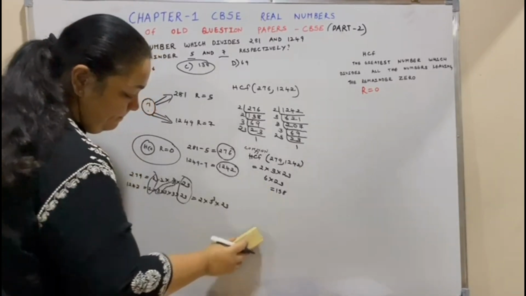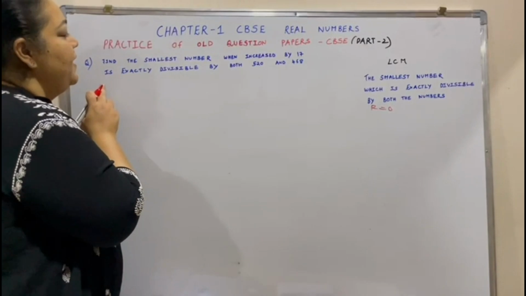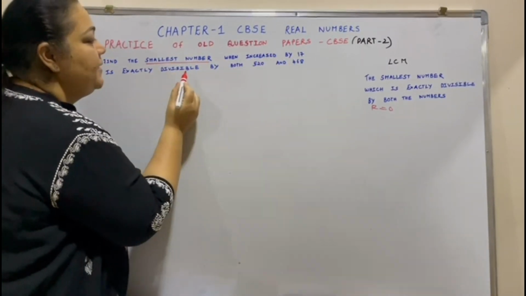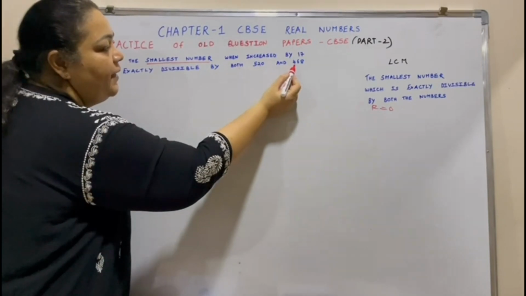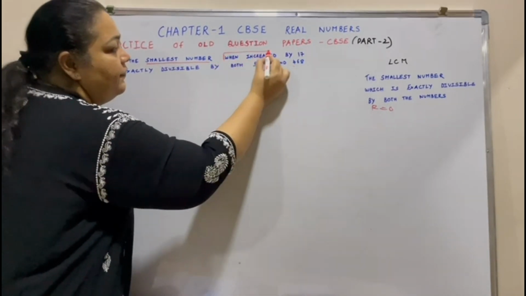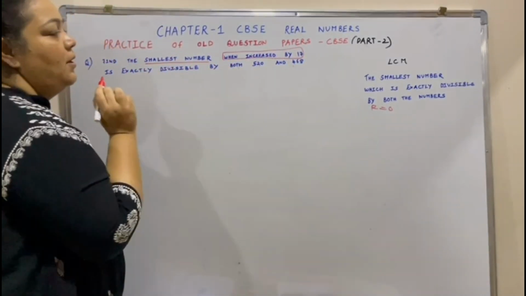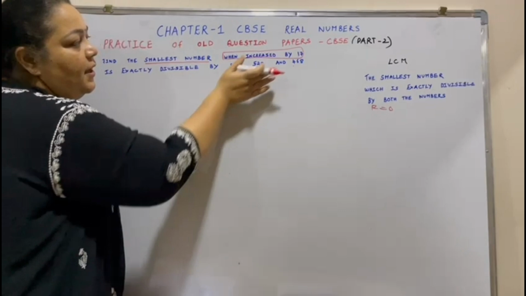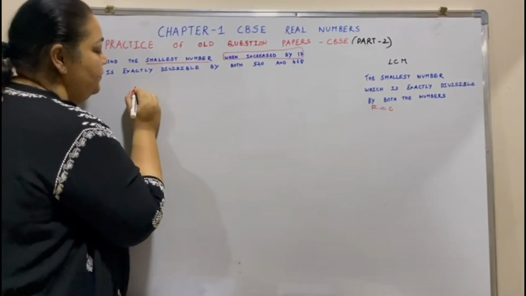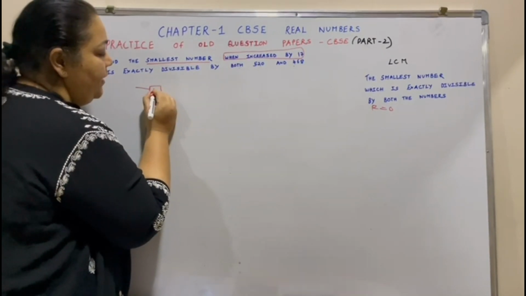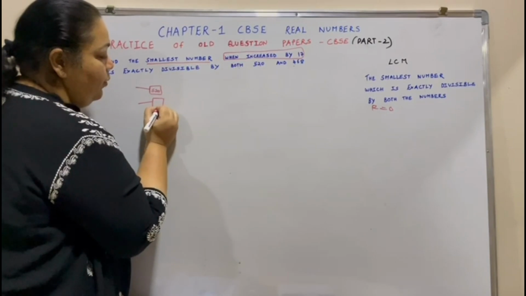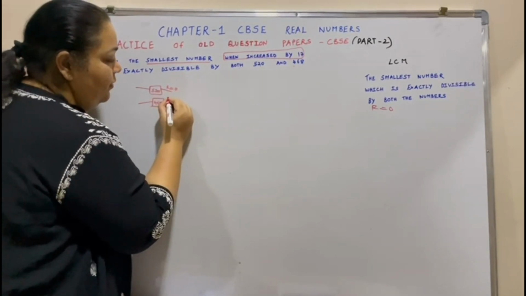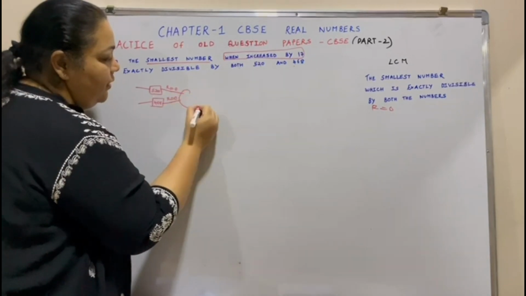Okay, the next question is: find the smallest number which when increased by 17 is exactly divisible by both 520 and 468. So forget this part, when increased by 17. So what is LCM? The smallest number exactly divisible by both 520 and 468. Forget this increase by 17. When the remainder is equal to 0, we can find out the LCM.